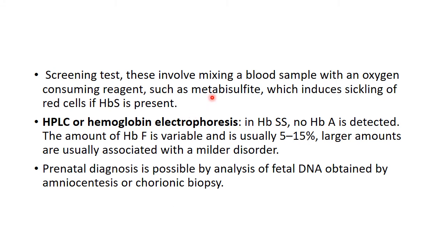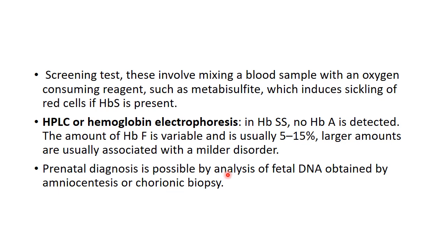Screening tests involve mixing a blood sample with an oxygen consuming reagent such as metabisulfite. It will induce sickling of the red cells if sickle hemoglobin is present. High performance liquid chromatography or hemoglobin electrophoresis: in sickle cell anemia, in which both genes are defective, no hemoglobin A is detected. The amount of fetal hemoglobin is variable and is usually around 5 to 15%. Larger amounts are associated with milder disorders.